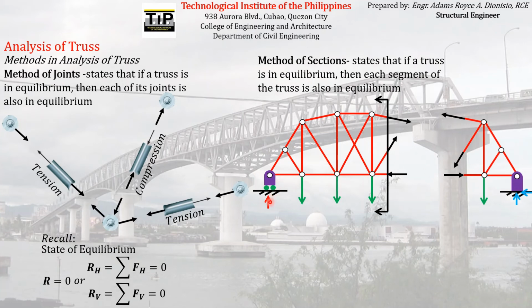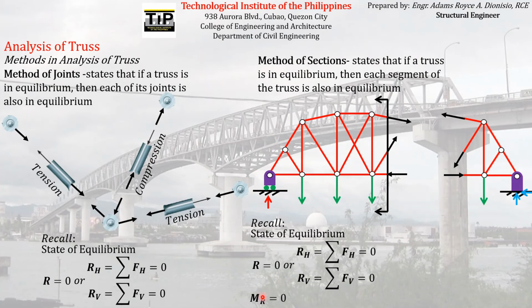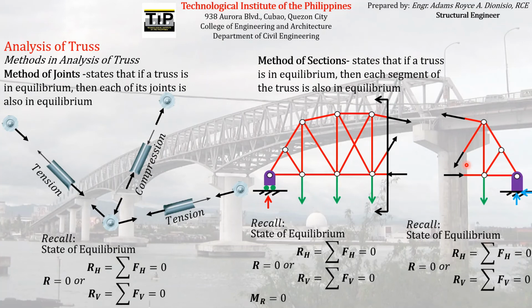Ibig sabihin, dapat yung mga forces na yan will satisfy the equations of equilibrium, which are summation of forces horizontal, vertical, and moment dapat equal to 0. So, meaning dapat pag nag-summation forces horizontal, vertical, and moment at any point ako dito sa left segment na to, dapat they will all be equal to 0. Ganon din dito sa right segment. Dapat they will also satisfy the three equations of equilibrium according to method of sections.